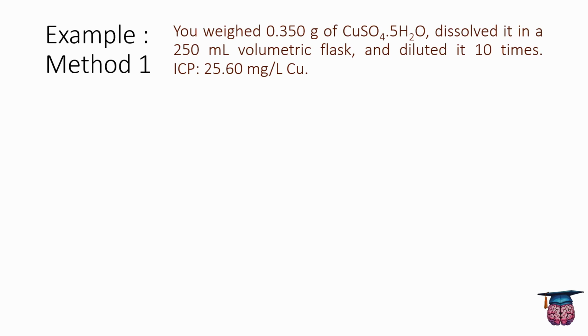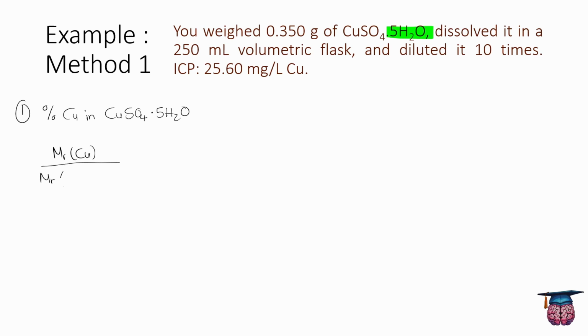A very important thing to note is this pentahydrate. So we have 5 waters of crystallization for every 1 copper sulfate molecule, and we need to take this into account when we calculate the molecular mass. So step 1 is to calculate the percentage copper in this copper sulfate pentahydrate.